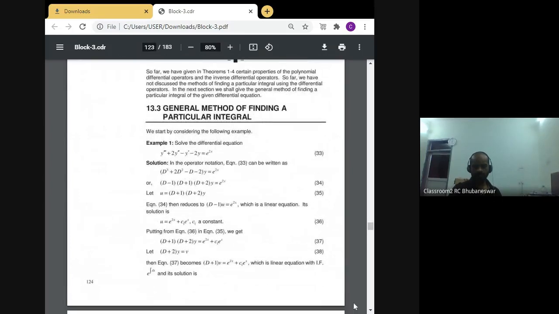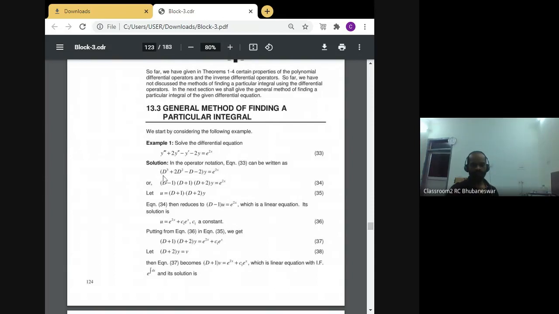Look at this example number 1. In example number 1, we have exactly a third order derivative in the differential equation. It is a third order non-homogeneous differential equation. Now, if we use the differential operator capital D, the term will be D cubed plus 2D squared minus D minus 2, the whole into y, equals to e to the power 2x.